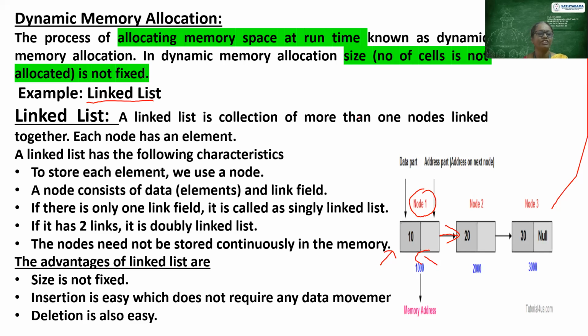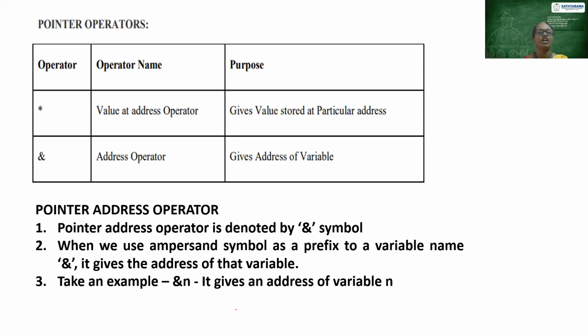So what is the advantage of dynamic allocation? The size is not fixed, insertion is easy, and deletion is also easy. I can do all these kinds of operations. The disadvantages of static memory allocation will be overcome in dynamic memory allocation. Yes, we all understand what is static and what is dynamic, and I think you can easily correlate static and dynamic memory allocation.